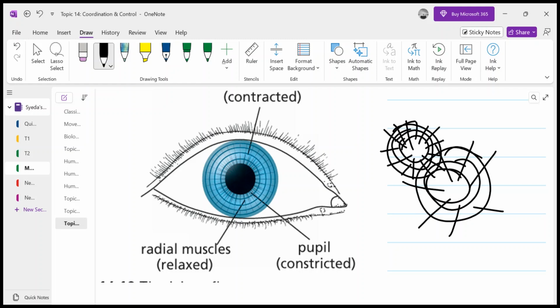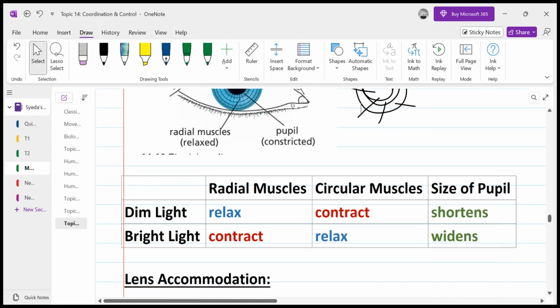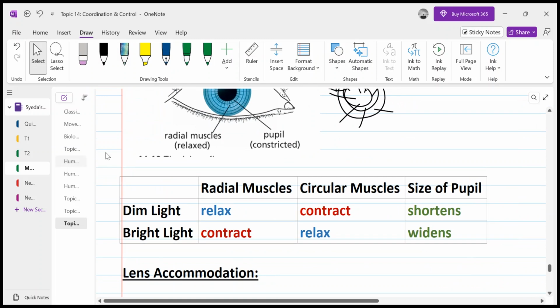Now what happens whenever there is a dim light and there is a bright light? I have made a table for you, and this is what you have to remember. If you remember the contraction and relaxation of these two muscles in dim light, you can easily write down the opposite of that for the bright light. So in dim light, we want our pupil size to get widened, right, bigger, and in bright light, we want our pupil size to get smaller.